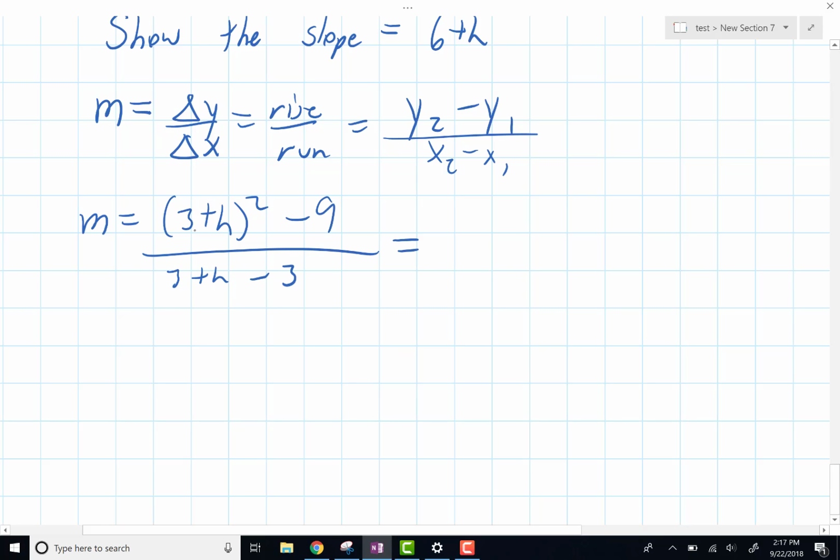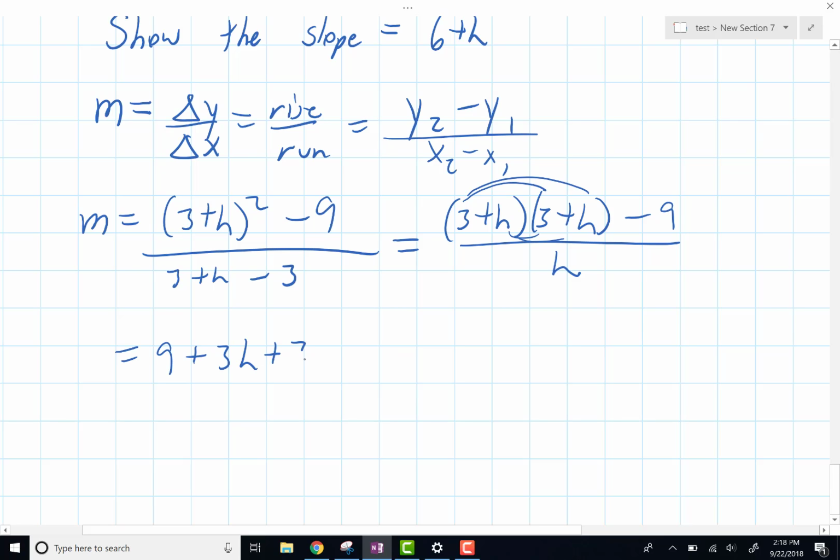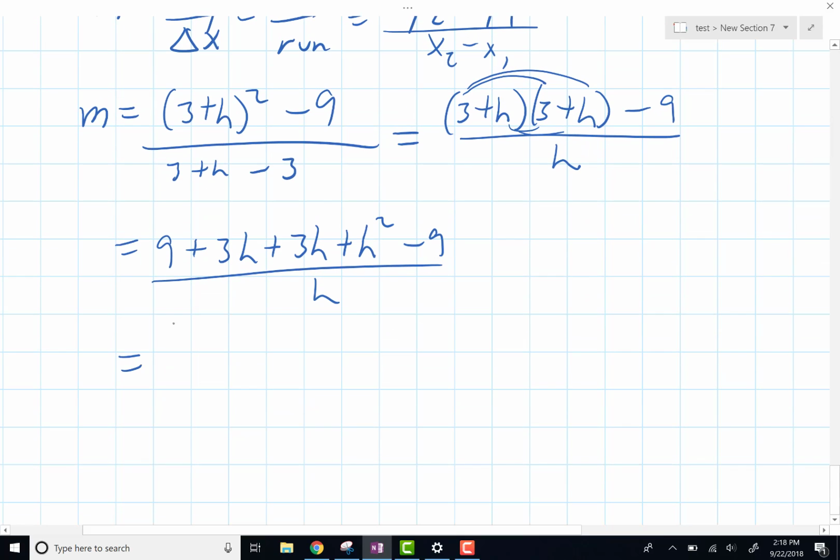Addition and subtraction are not forgiving, not nearly as forgiving as multiplication and division. So this has to be multiplied out. It doesn't equal 9 plus h squared. There's going to be a big middle term in there. And so when you FOIL it, it's 9 plus 3h plus another 3h plus h squared minus 9 all over h, which is 9 plus 6h plus h squared minus 9 all over h.